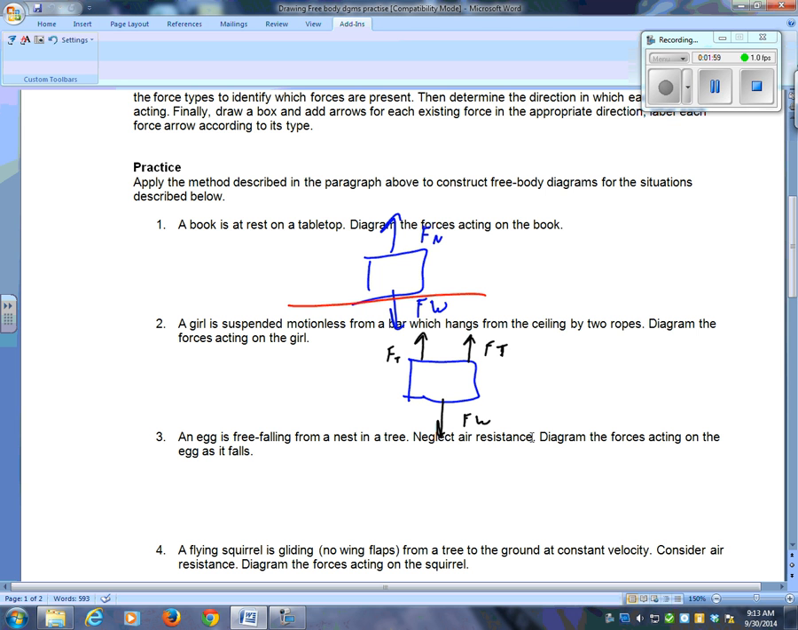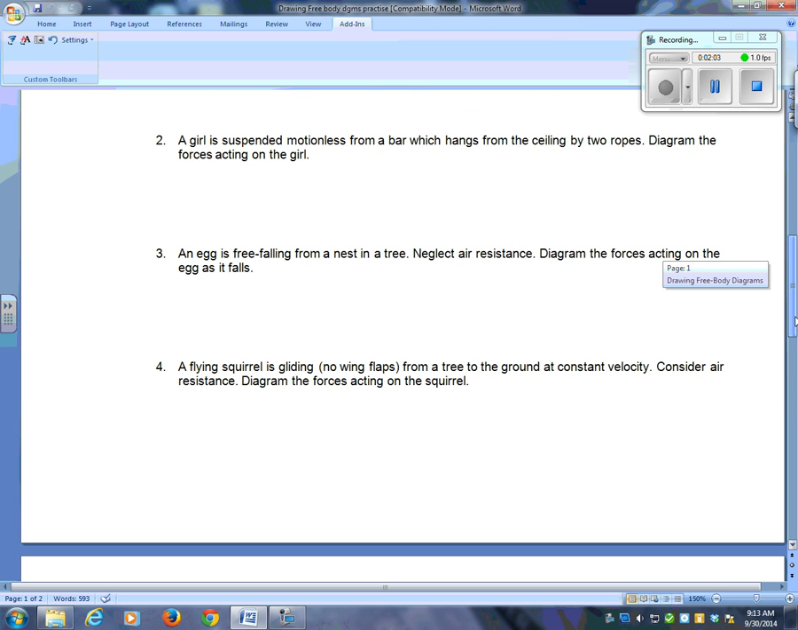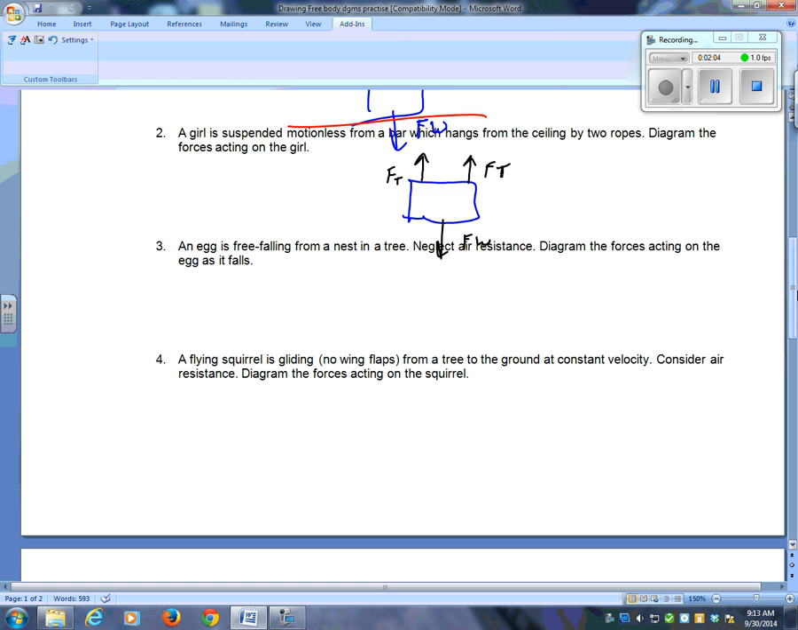An egg is free falling from a nest in a tree. Neglect air resistance. Diagram the forces acting on the egg as it falls. Neglect air resistance. So there is no air resistance. So you should just have gravity. That's all you should have.